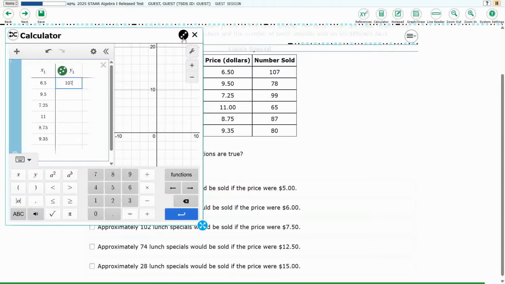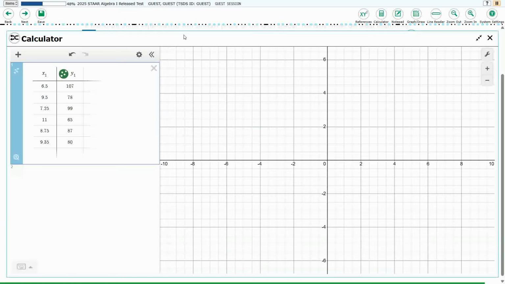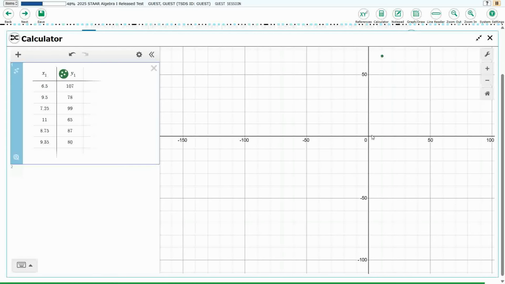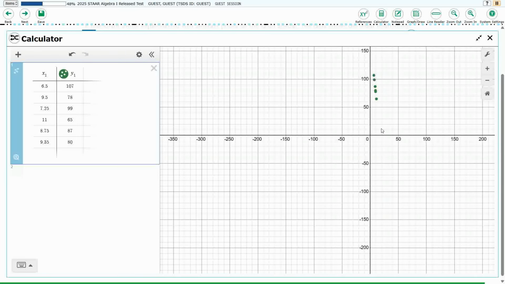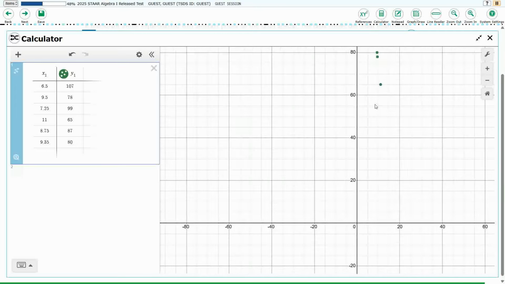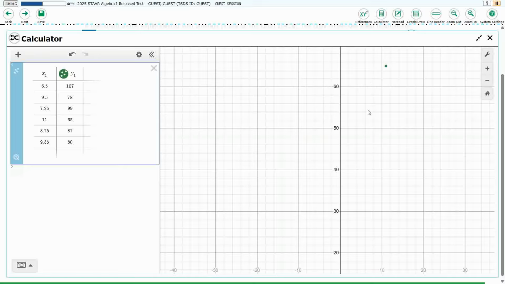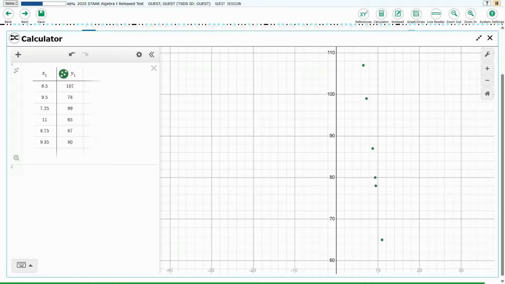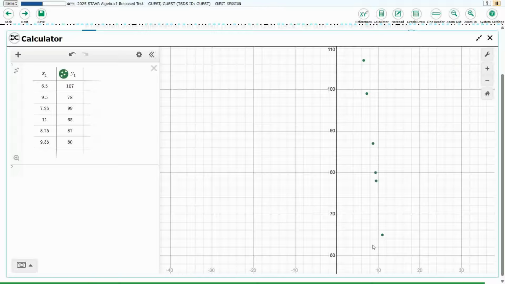107, 78, 99. You want to make sure you line everything up. And then 80. Okay, so we've got this. Let's just open it up here and see what we get. And if you think we don't see anything, it's because we're zoomed in too much. All right, so let's get into here. And we do kind of see a linear relationship. So that makes sense.